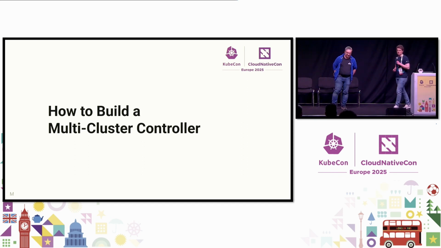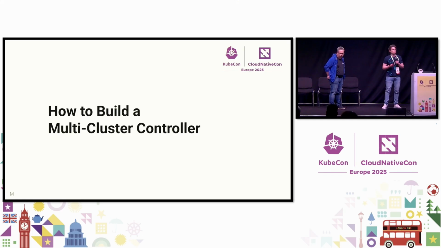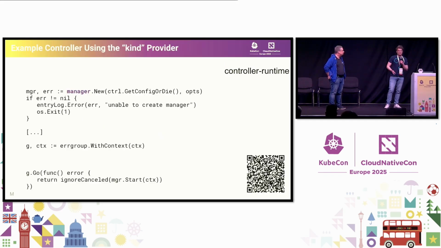Okay, so how to build a multi-cluster controller. So let's take a look at controller runtime first. If you've ever written a controller, this is probably somewhat familiar to you from your main.go file. You set up a manager. That manager is coming from a package of controller runtime. And eventually you register your controllers, your reconcilers, with that, and then you start your manager.